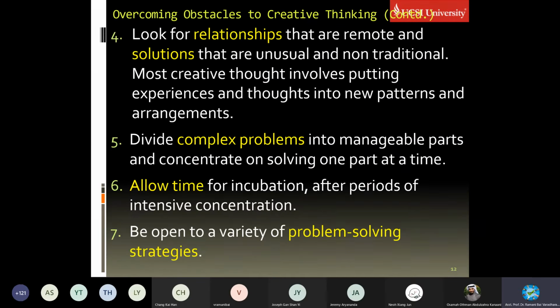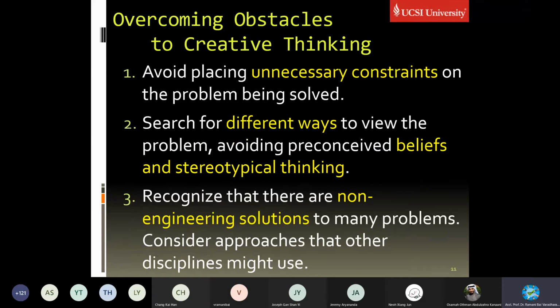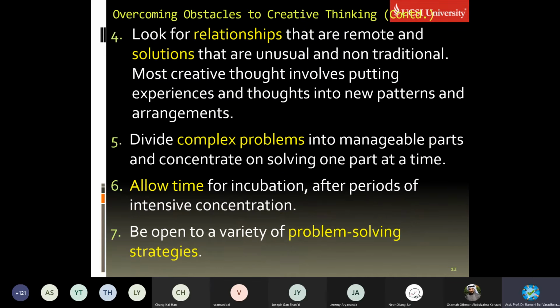Last, a few more points on the obstacles. I repeat, we have seen: avoid unnecessary constraints, search for different ways to solve, search for non-engineering solutions, right? Whenever the word non-engineering solution comes, there is no magnitude, but qualitative terms: social, feelings, attitude, all these things. And then look for relationships that are remote and solutions that are unusual and non-traditional.